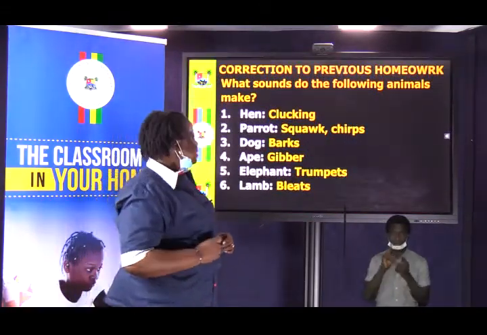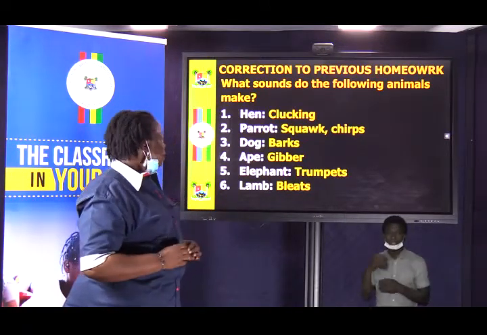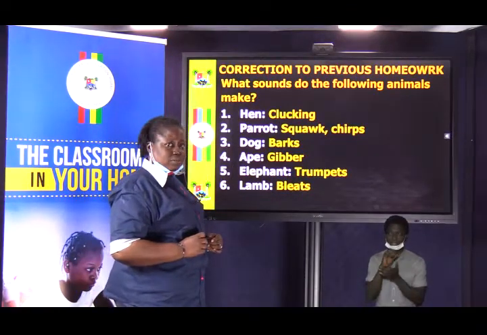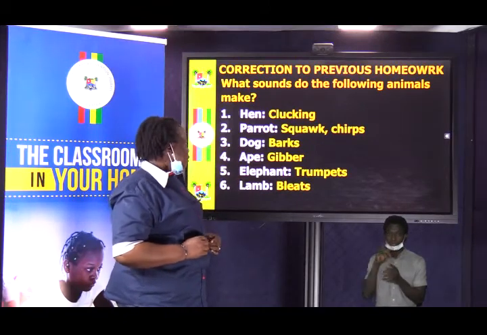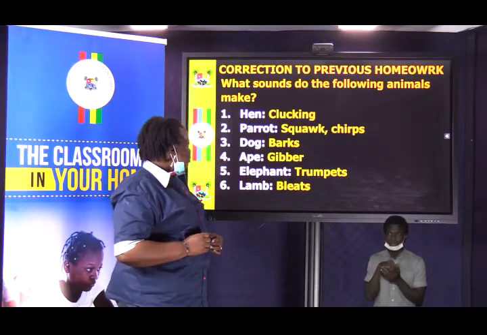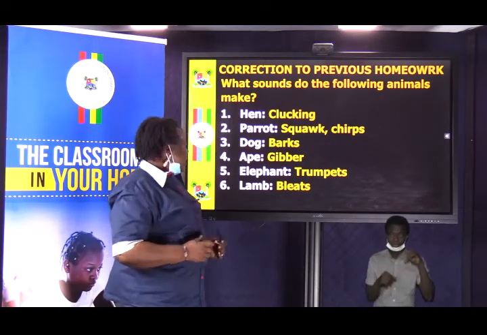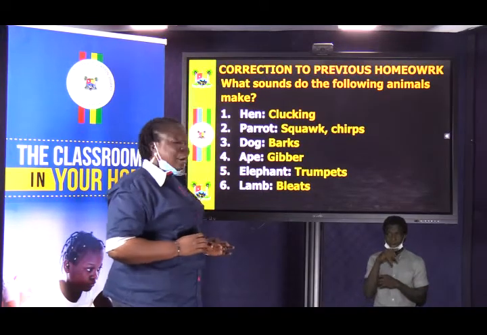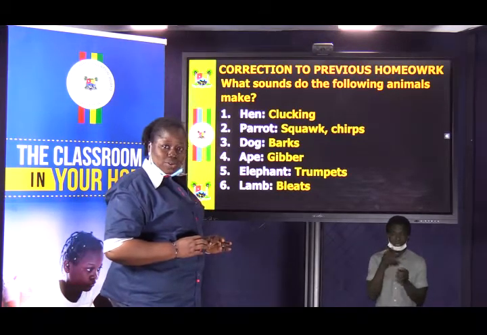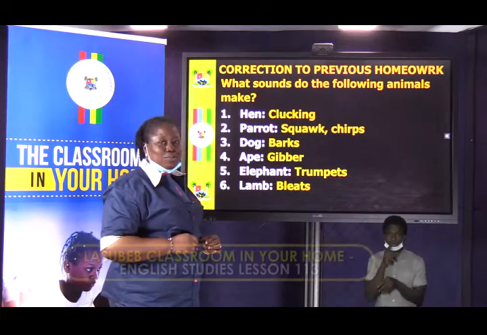You were asked to write the sounds that the following animals make. What are the sounds made by the following animals? The hen? Yeah, it clucks, and it is known as clucking. Parrot? The parrot squawks, or it chirps. A dog barks. A hyena gibbers. Elephant trumpets, and the lamb bleats. Did you get the six? Are you sure? Then you deserve to be celebrated with a cheer. Good job, you. Well done, pupils.